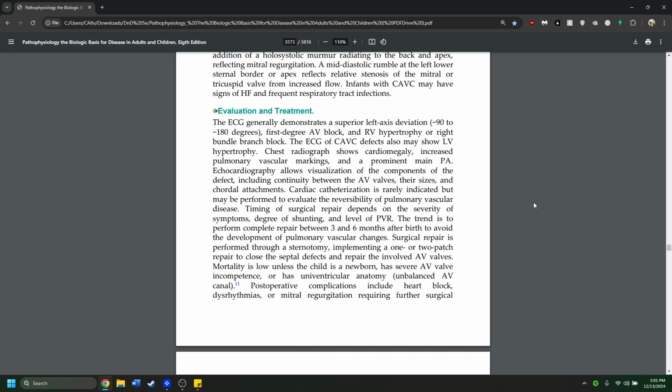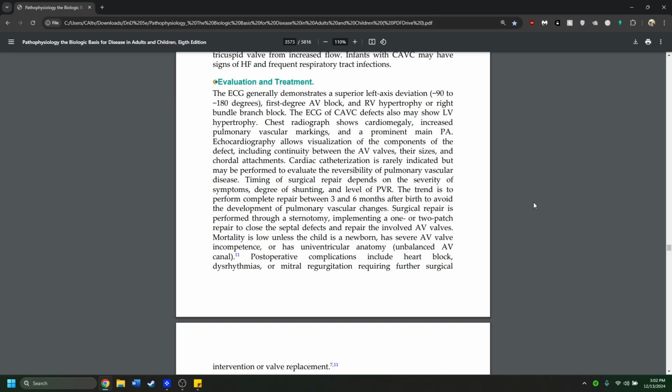So our evaluation and treatment includes an EKG, which generally demonstrates a superior left axis deviation, 90 to 180 degrees, first degree AV block, and right ventricular hypertrophy or right bundle branch block. The EKG of a CAVC defect also may show left ventricular hypertrophy. A chest radiograph shows cardiomegaly, increased pulmonary vascular markings, and a prominent main pulmonary artery.